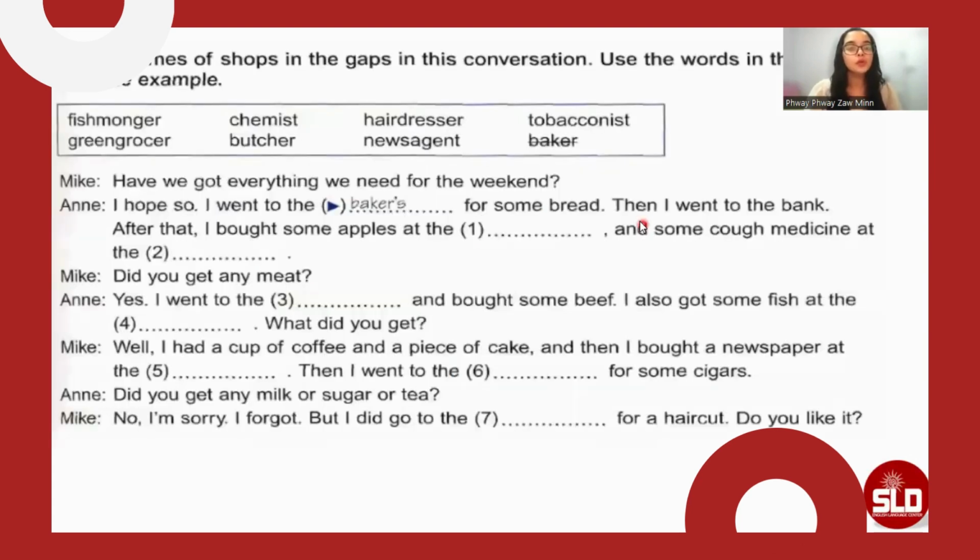Okay, so then we will practice this exercise here. You are going to fill in the blanks with the names of the shops. The first one, we went to the baker's for some bread. So baker's with apostrophe s. And for blank one is greengrocers. For two is chemists. And three, butchers, fishmongers, newsagents, tobacconists, and the last one, hairdressers.